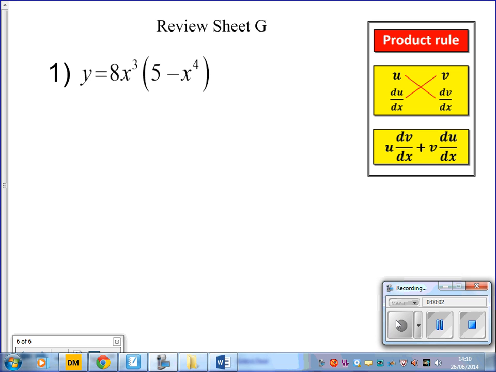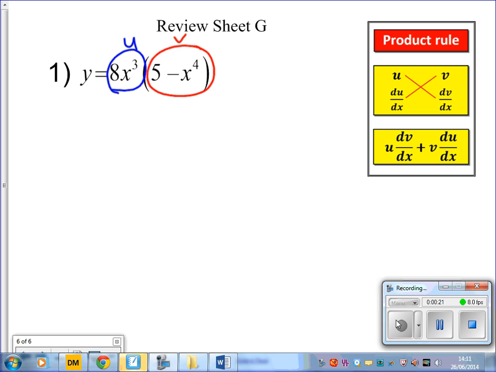View sheet G's product rule. I'm going to take each part, this to be u, and this part v. We've got to then differentiate both parts.